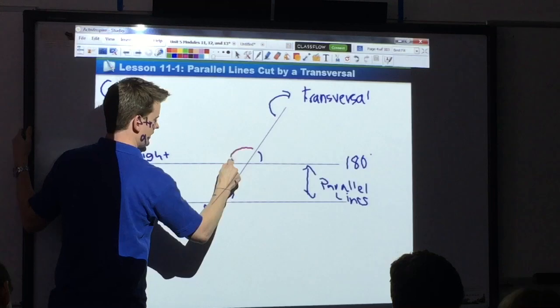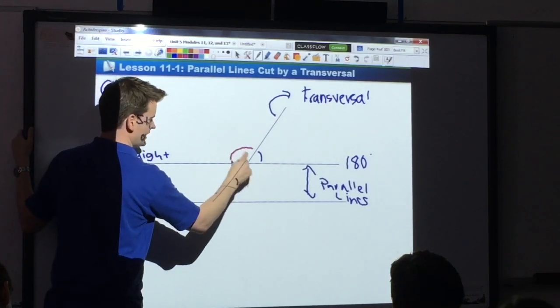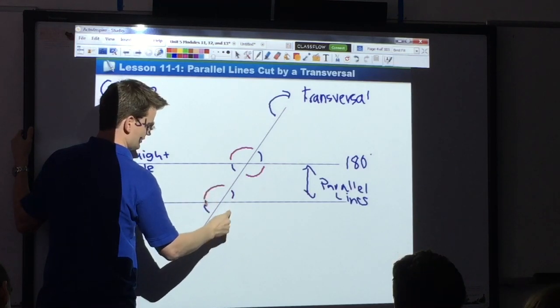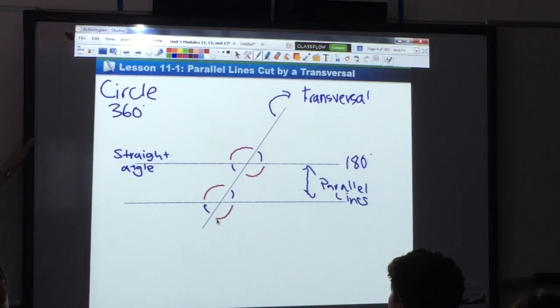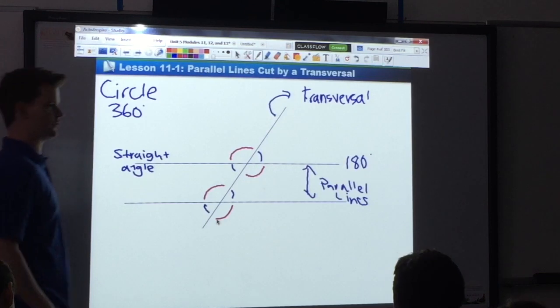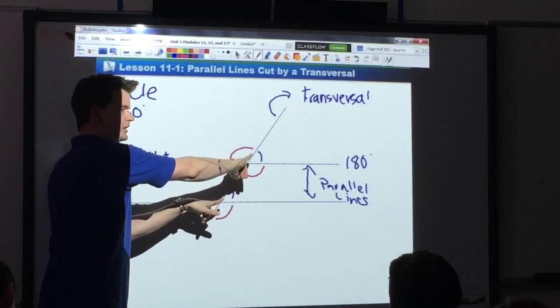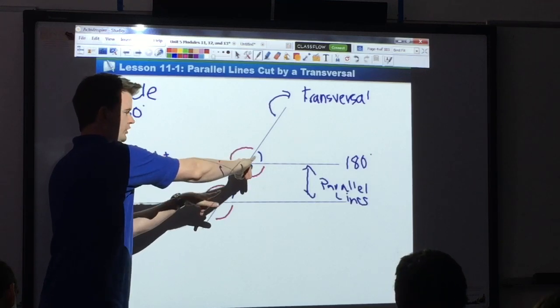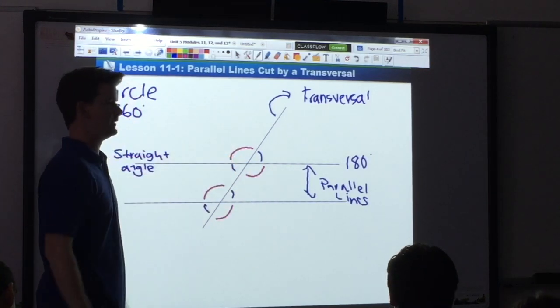Can anybody tell me what type of angle this is? Obtuse angle. And if that's an obtuse angle, that means that this angle here is obtuse, obtuse, obtuse, and obtuse. So when I cut those parallel lines with a transversal, I created 4 congruent, what does that word mean, congruent? Same. It's the same. 4 congruent acute angles, 4 congruent obtuse angles.